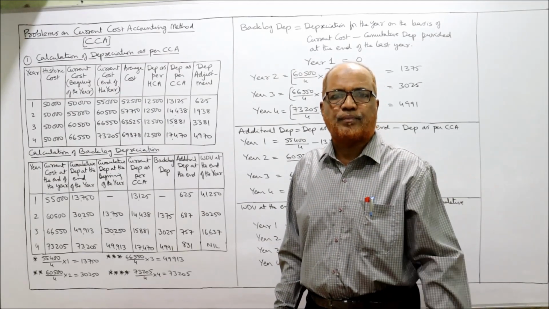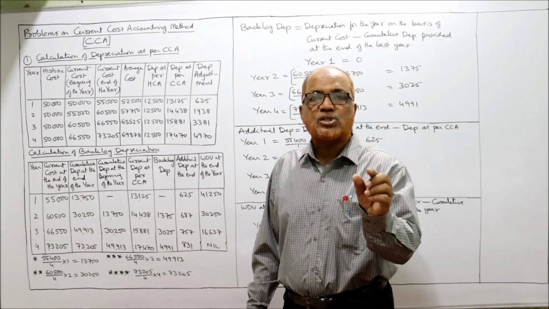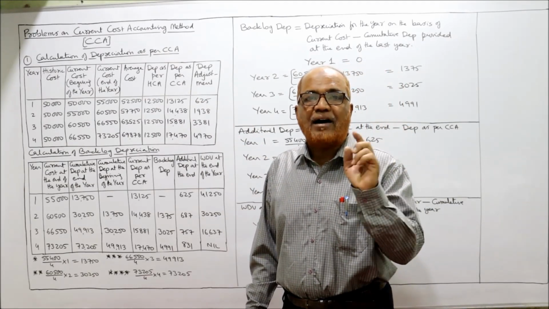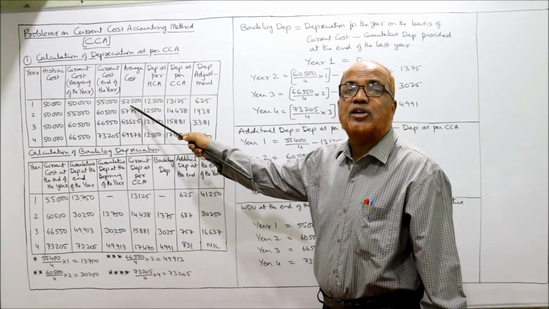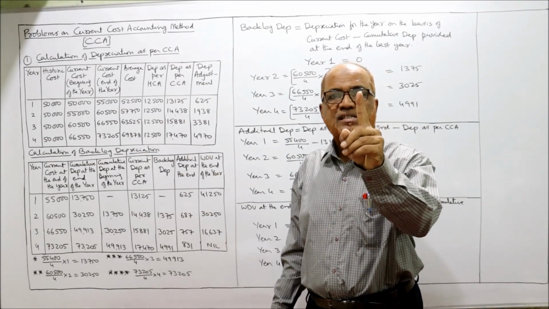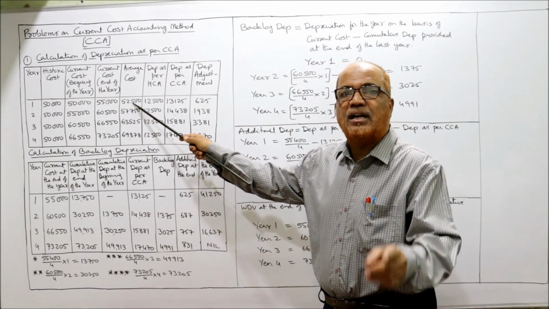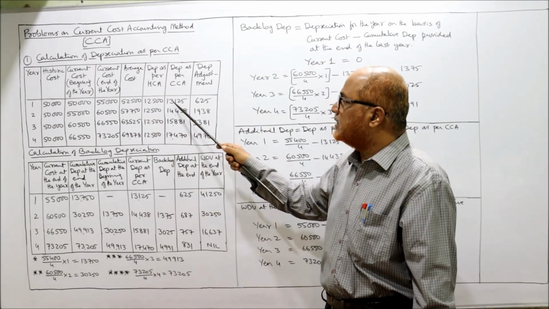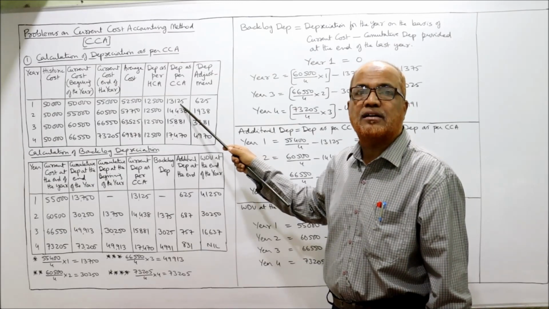It will remain fixed. Now depreciation as per CCA, current cost accounting. So we will take the average cost. What is the average cost in the first year? 52,500. This is the average cost of the machine for the first year. Now divide by 4. 52,500 divided by 4, you will get 13,125. This is the depreciation as per CCA.